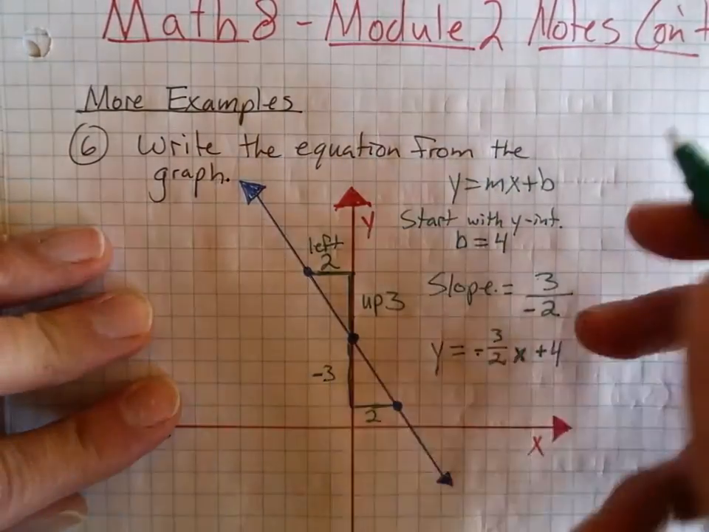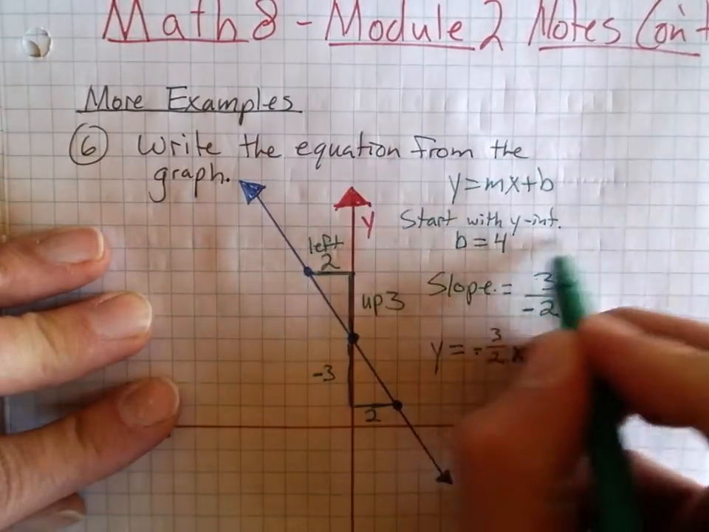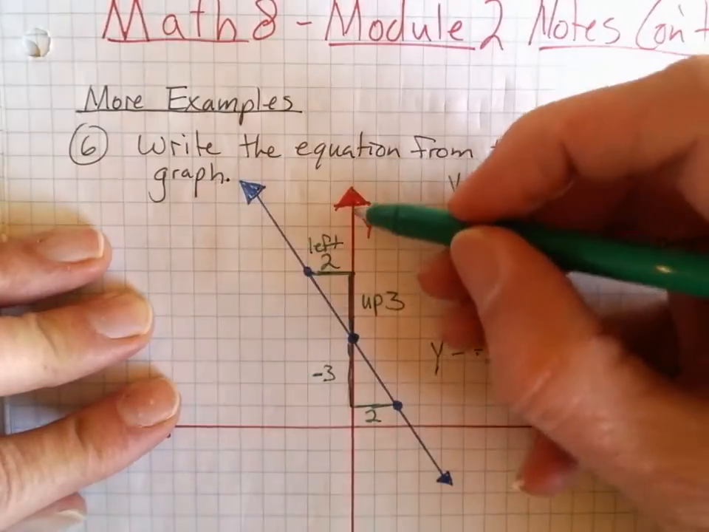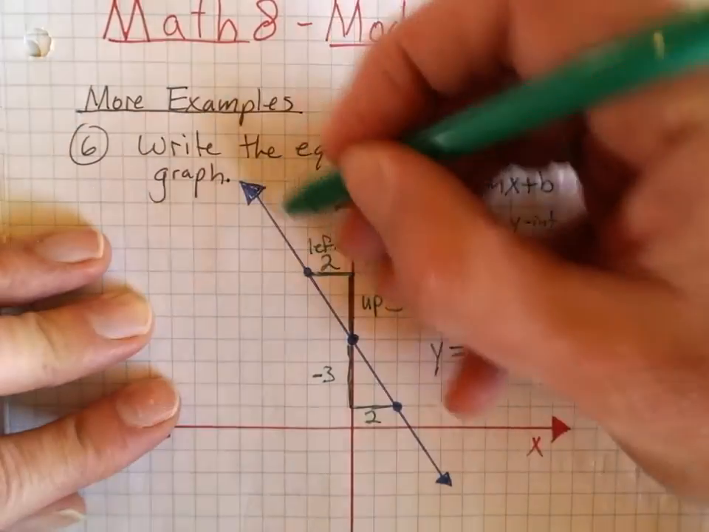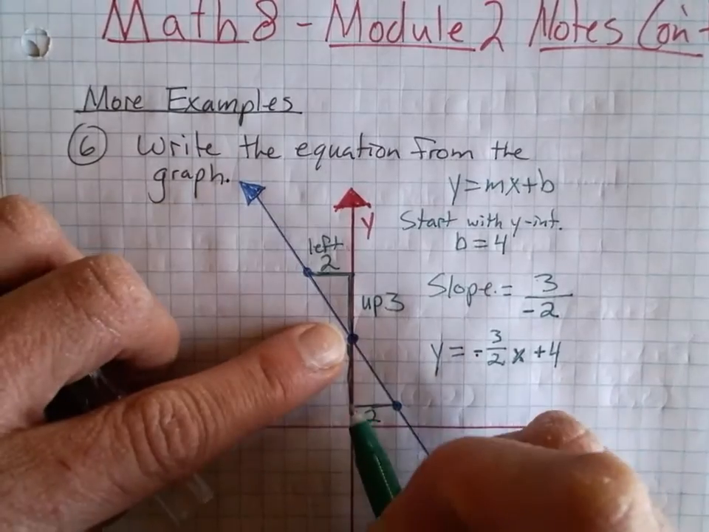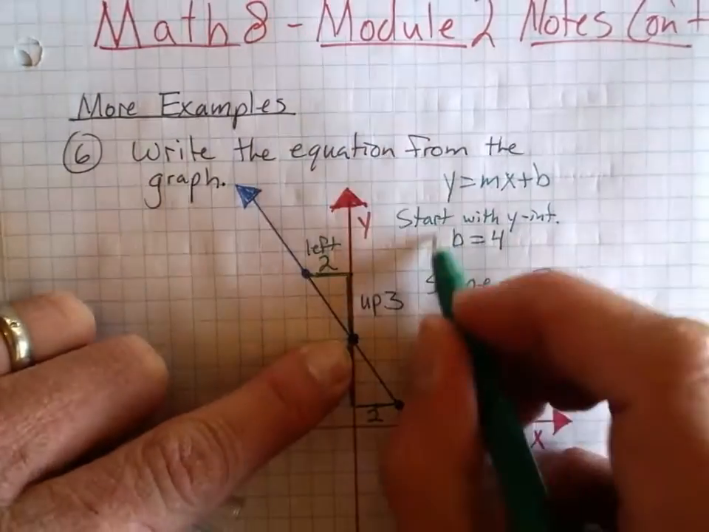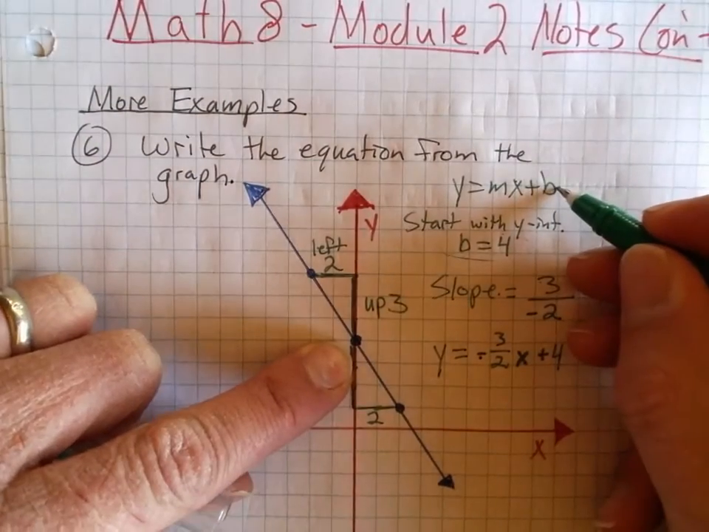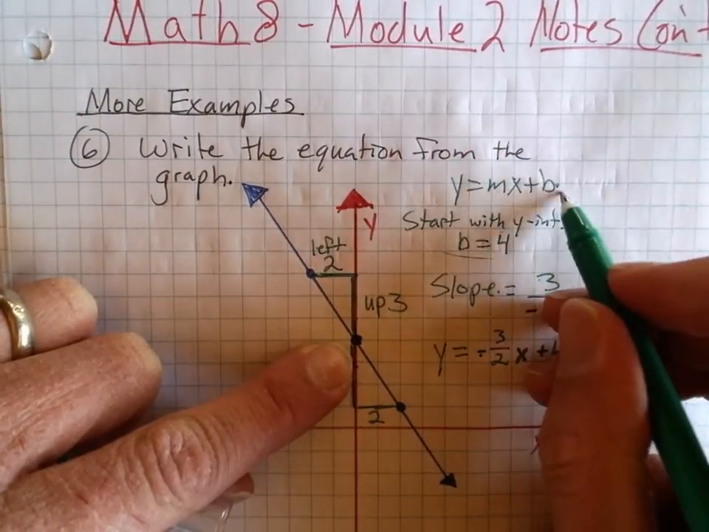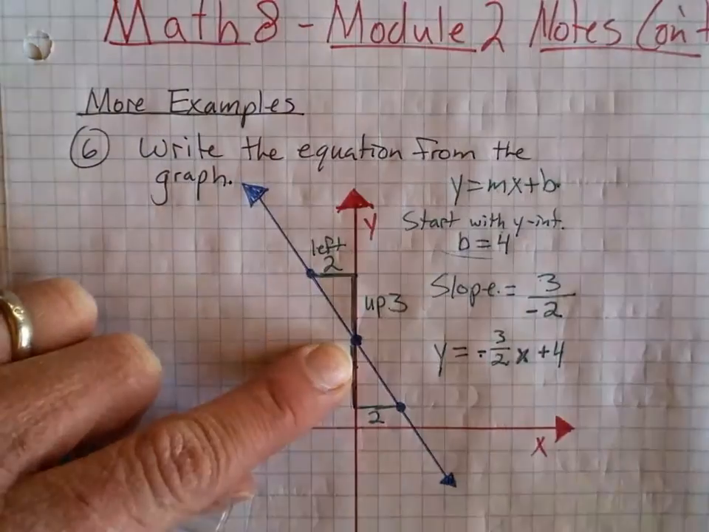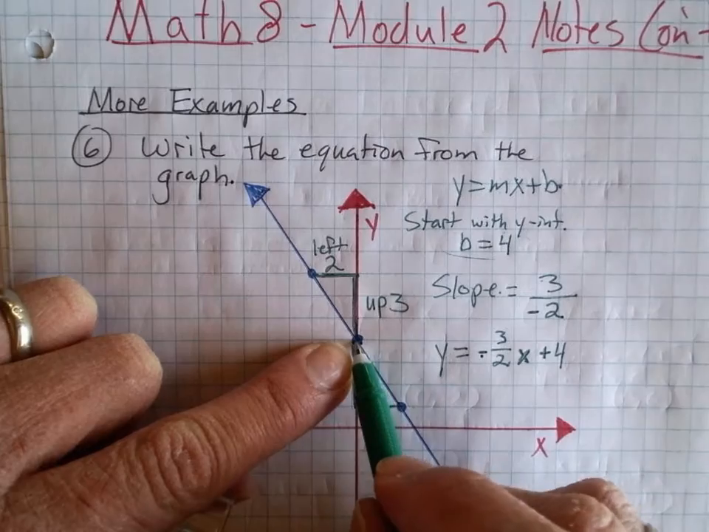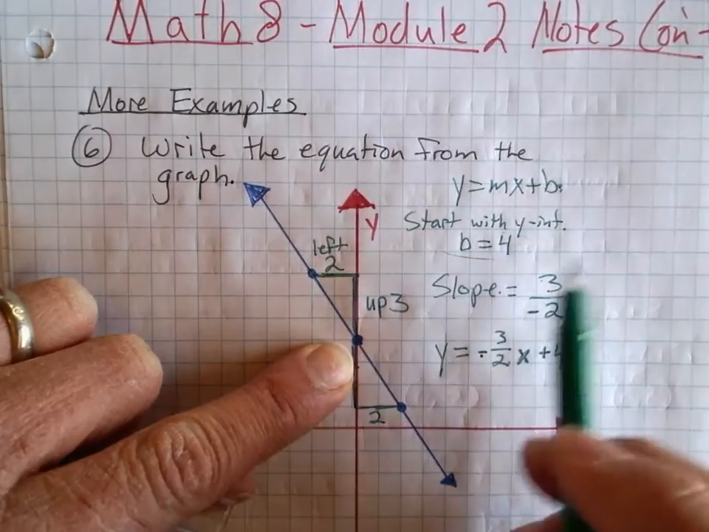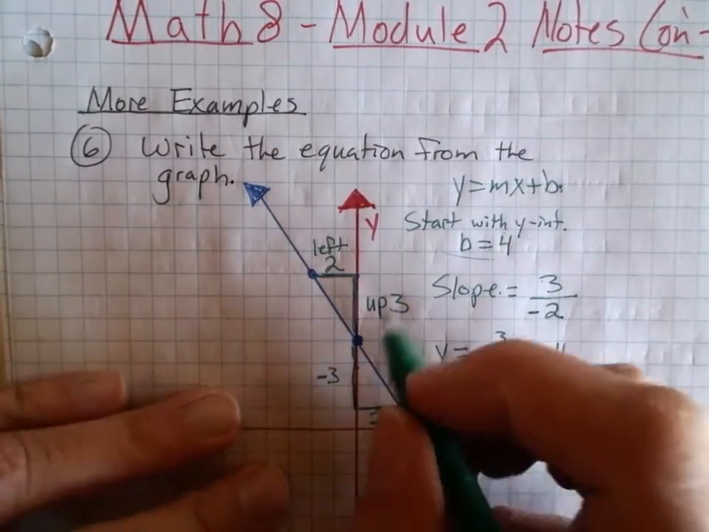Okay? So now, once again, start with the y-intercept. All you're doing is saying, here's the y-axis, the line crosses here. 1, 2, 3, 4. So that means the b is 4. So that's done. This number is 4. That's it. You don't have to do anything else. All you have to do is go, where did it cross the line?